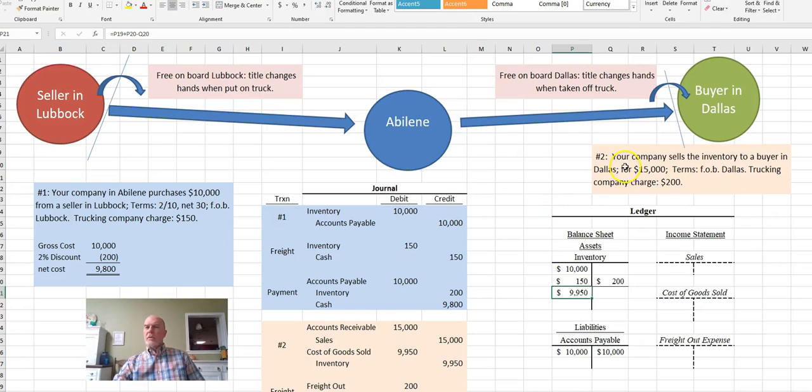Transaction 2. Our company sells the inventory. So let's just assume we sell all of it to a buyer in Dallas for $15,000. Terms FOB Dallas, and the trucking company charges $200.